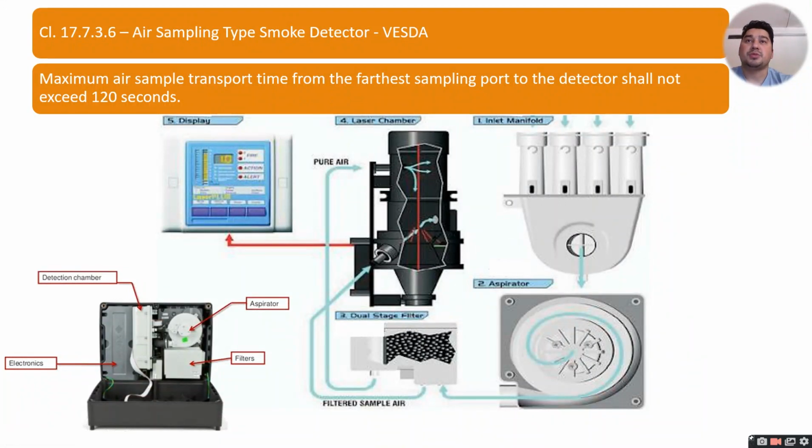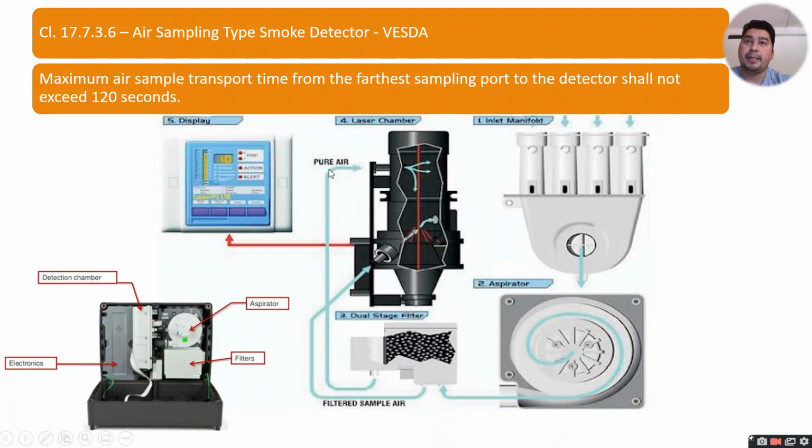Air sampling type smoke detectors: the maximum air sample transport time from the farthest sampling port to the detector shall not exceed 120 seconds. So within 120 seconds, it should give the transport time from the farthest sampling port to the system. Now the detection chamber: there is the detection chamber, electronics here, aspirator, and there are the filters.